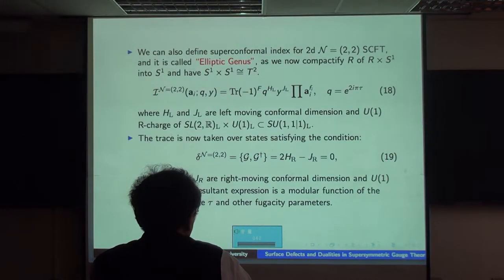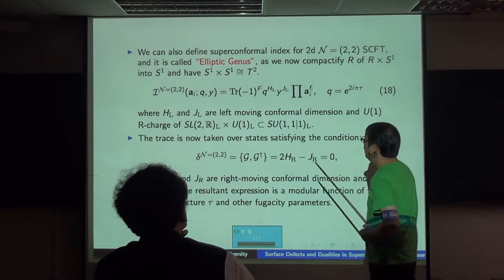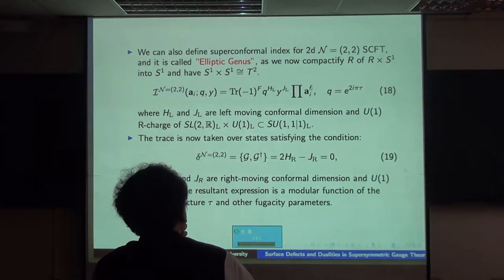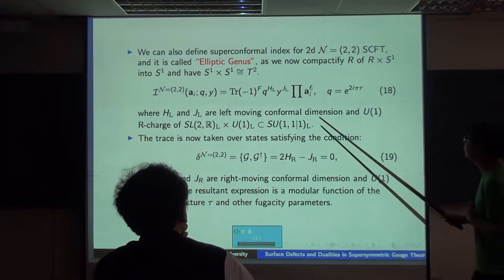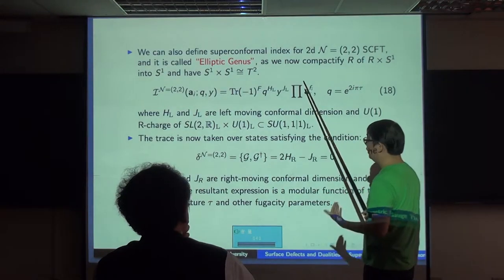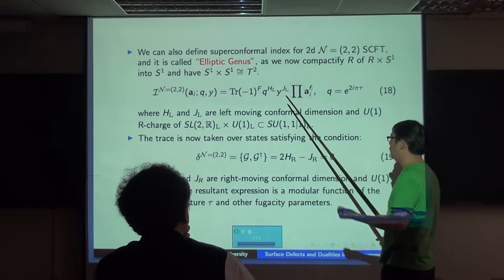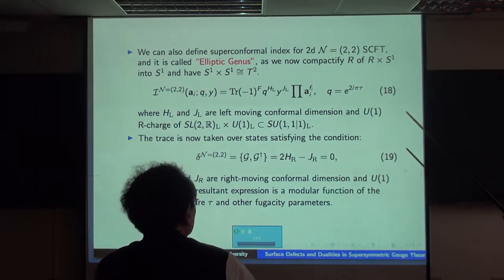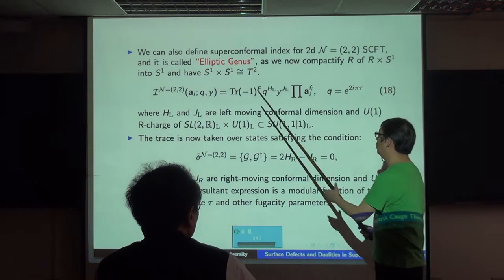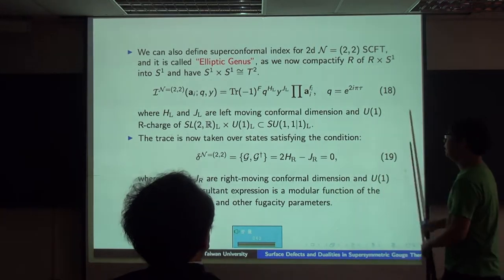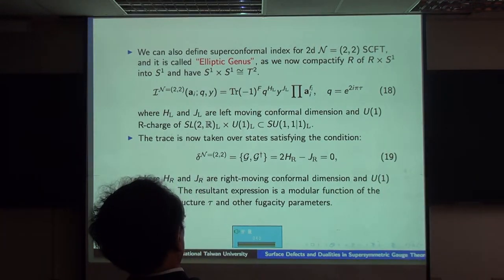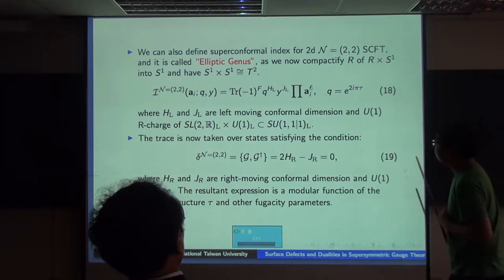All right, so that was the four dimensions. On the other hand, we were dealing with the vortex wall volume series, so we also want a two-dimensional index. In this case, we are looking at a torus, S1 times S1. This is called the elliptic genus, quite literally, as the name suggests. You are on a torus, so the natural function you'll be looking at would be an elliptic function.